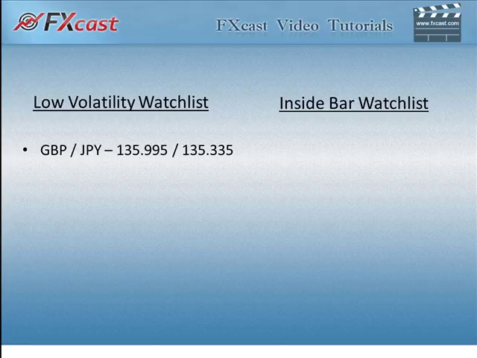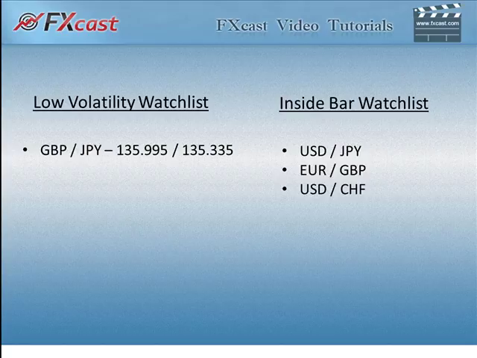As far as the inside bar watch list, we're looking at the dollar yen, the euro pound, and the dollar franc. And again, what we're watching on the inside bar watch list is the high and low of the bar, and checking the momentum to see if we're going to get some type of break. We have a big candle. Now we have our inside bar within that candle, and we want to see which way the market wants to break from this inside bar.